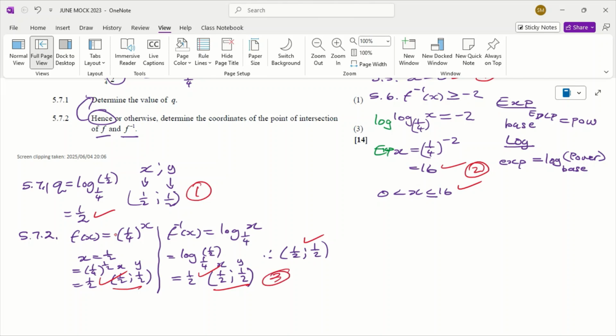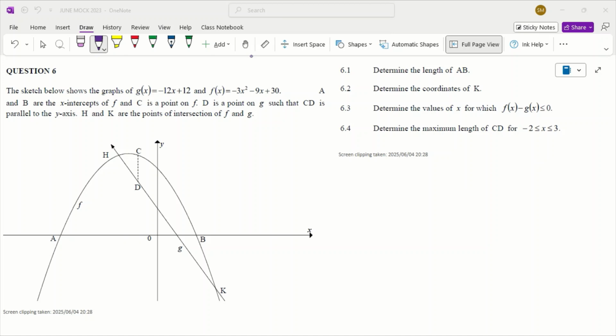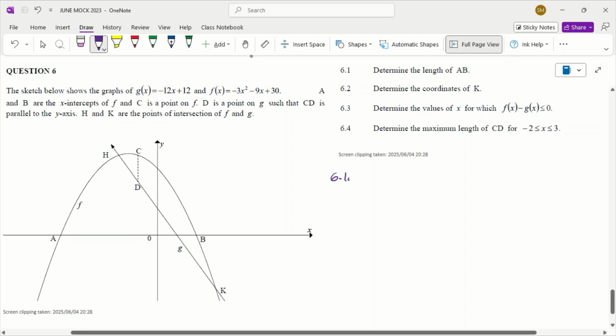And if you can see, these are our x-intercepts, so we need to find the distance between our x-intercepts, meaning that we need to find the actual x-intercepts. So negative 3x squared minus 9x plus 30 must be equal to 0, because at the x-intercept y is equal to 0. You can factorize this if you want, or you can use the quadratic formula.